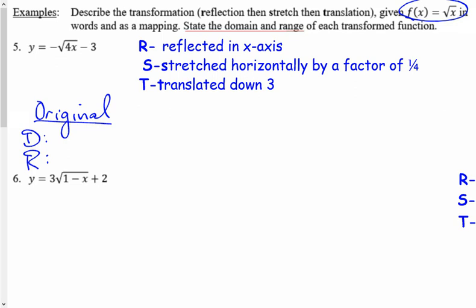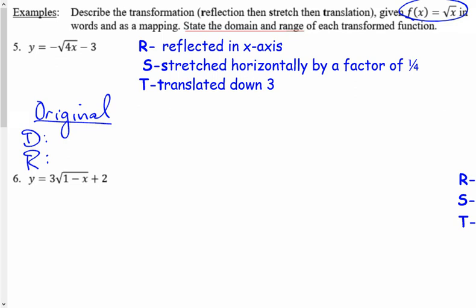for y equals square root of x, original domain, Denise, could you help me? For the original function. So we're not looking at the transformation, just the square root of x. Or if you'd like, I could ask somebody else. Feel free to tell me that if I ask you a question.